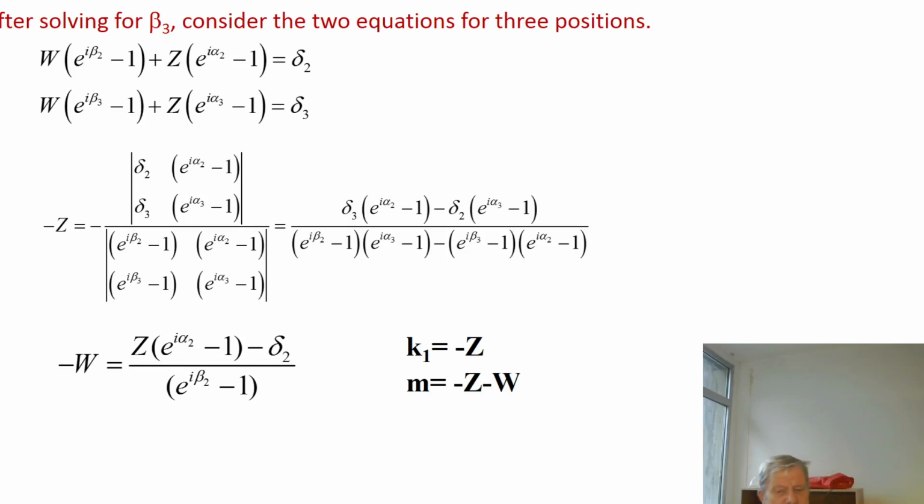Notice, it is very simple to solve for minus d and w from these two equations. And K1, a circle point, will be minus Z from these equations. And the corresponding center point to K1 is minus Z minus W. Okay? That's that simple.